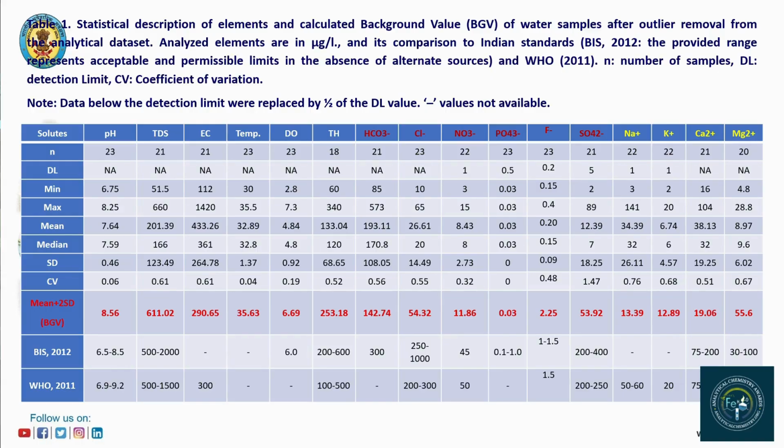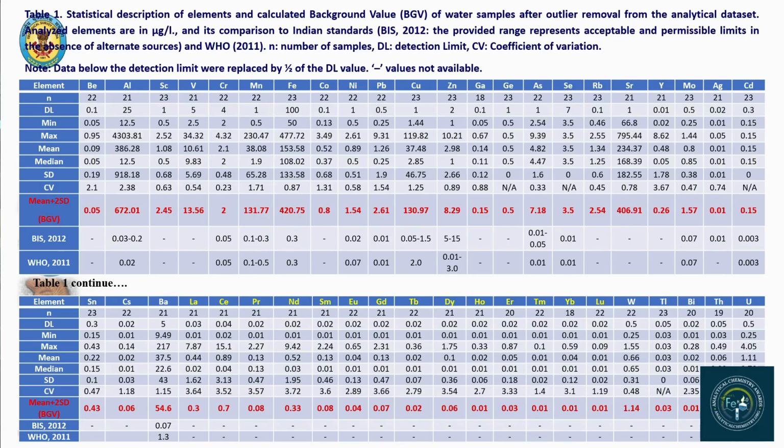And next are the elements and REEs. These are the statistical description of the elements and calculated background values of the water samples. After outlier removal from the analytical data sets, we are getting 22, 21, 23, 21, like that. And these are the descriptive statistics: detection limit, minimum, maximum, mean, median, SD, and we have calculated the BG values for the elements.